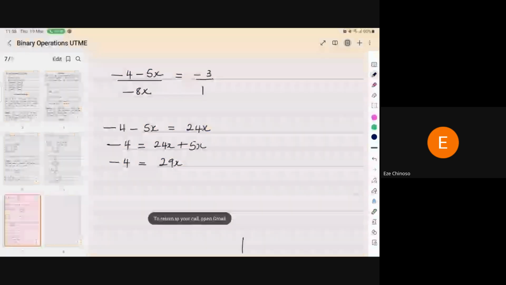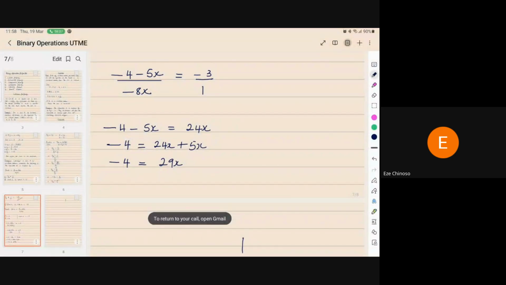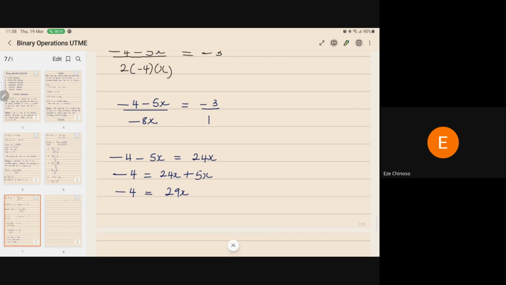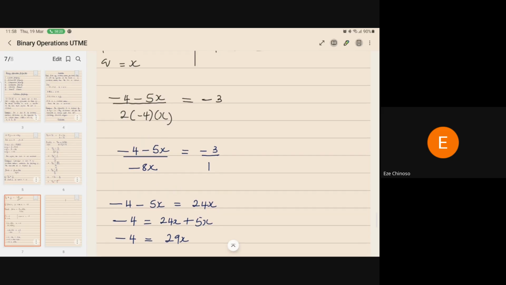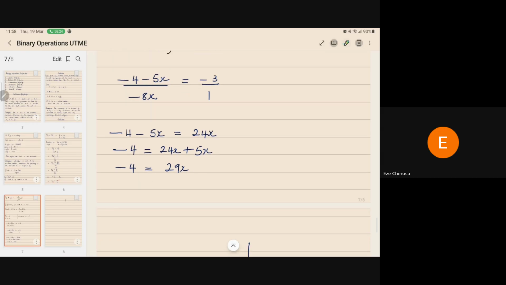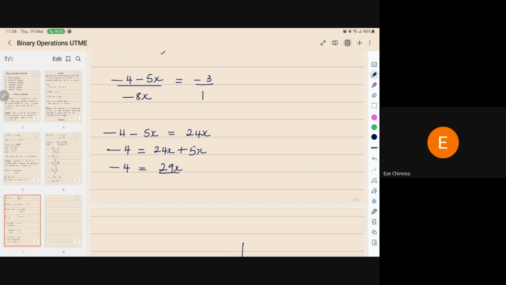So we have -4 over 29X, right? Remember what we're trying to do? We're trying to get the value of what we are asked for. After that, I have this, and I have 24 right here, since they said this is equal to -3. So we can now divide both sides by 29, right? Divide here by 29, and divide here by 29 as well.